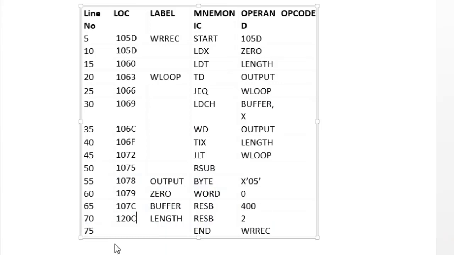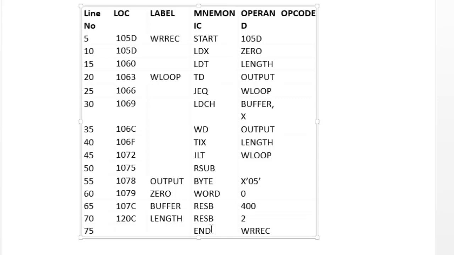Next, how many bytes does this length occupy? We are reserving 2 bytes. So the next address would be 120E, 2 bytes, right? But END is an assembler directive. It is not converted into object code, so we don't have to assign an address for the END. Okay, this is how addresses are assigned to each line of our code.